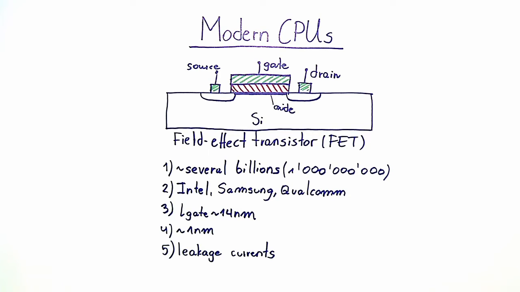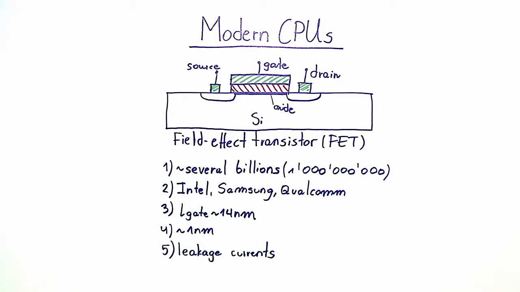Now, modern CPUs contain a very large number of such field effect transistors. Indeed, a modern CPU can contain up to several billions of such transistors, which is a very large number.